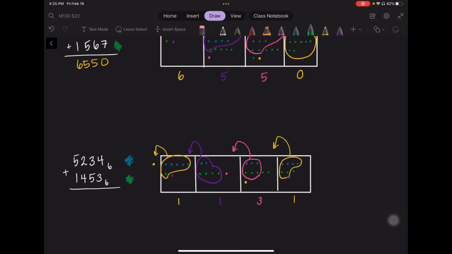And that leaves me with 5, 2, 3, 4 base 6 plus 1, 4, 5, 3 base 6 is 1, 1, 1, 3, 1 base 6. And notice it's not 11,131 because that is base 10 language. So when you're using a base that's different than base 10, you cannot read the number like you would in base 10.